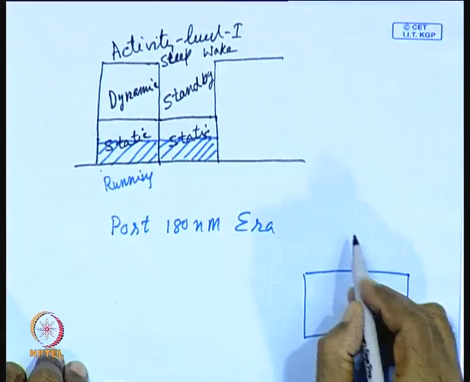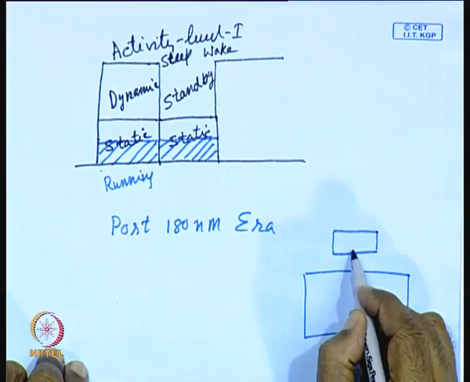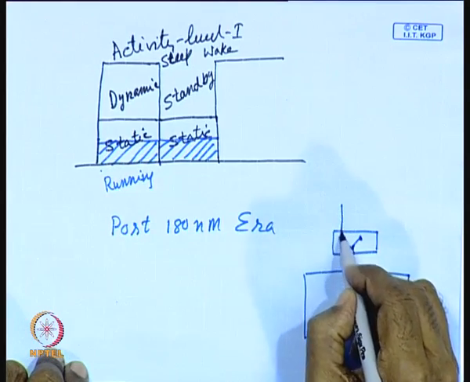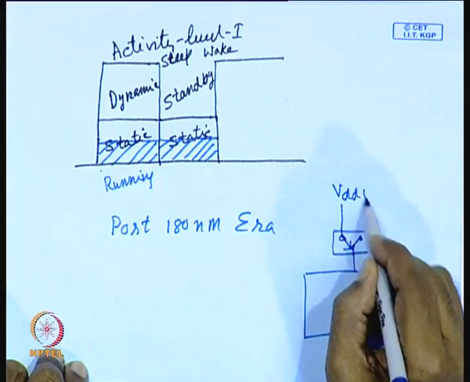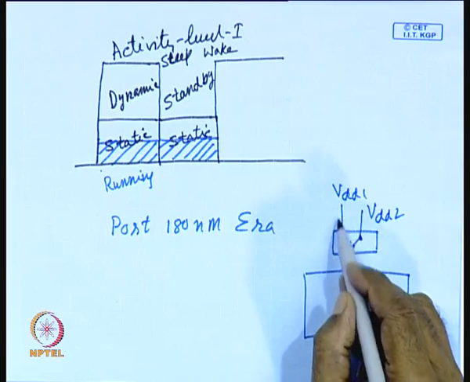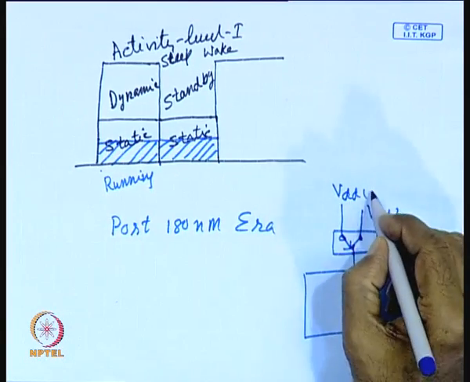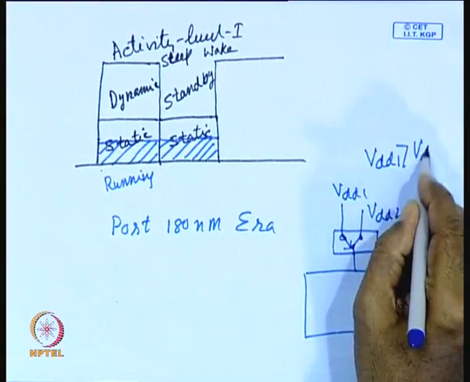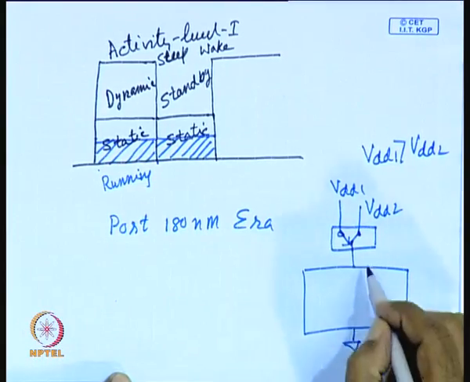During normal mode of operation, what will you do? You will pass the signal through a switch, and you can take from two sources. One is, say, VDD 1 and another is VDD 2. That means, when the circuit is in normal mode, you will apply VDD 1, which is greater than VDD 2. That means the circuit performance will be high.